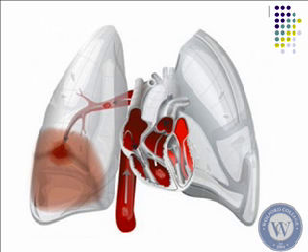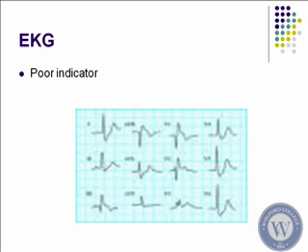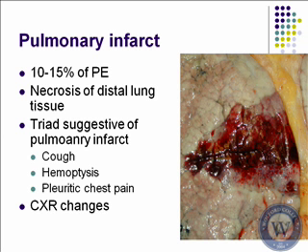This is where the PE tends to go to the right side, which is what I was showing you before. EKG is a really poor indicator, so I'm not going to talk about that. You may also get a pulmonary infarct. This is what a pulmonary infarct looks like. This, of course, is not done on somebody who's alive. This is a pathological specimen since this person died from the PE.